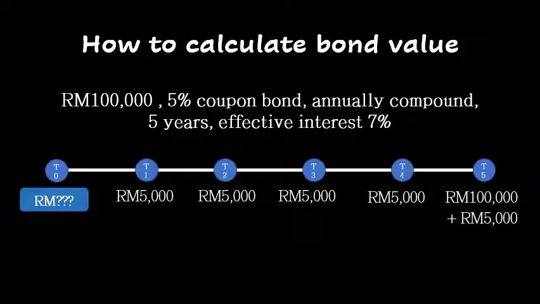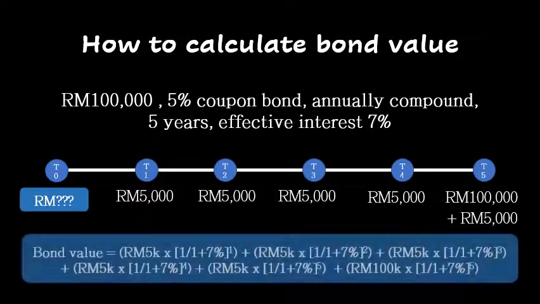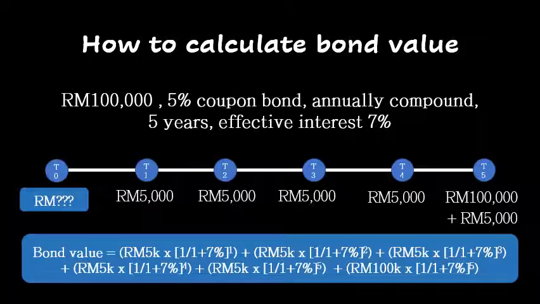Now say for example, the effective interest or market interest is at 7%, which is higher than our coupon rate, so we can imagine what value we might get, right? Correct, lower than the nominal value. If we use the formula in the previous slide, this is how we write it down: present value of annuity of 5,000 ringgit and nominal value at maturity, all at the effective rate of 7%.